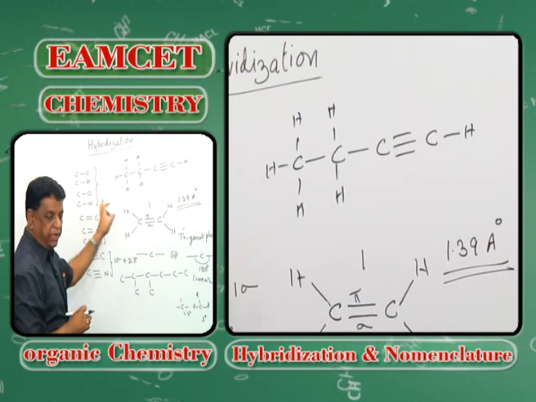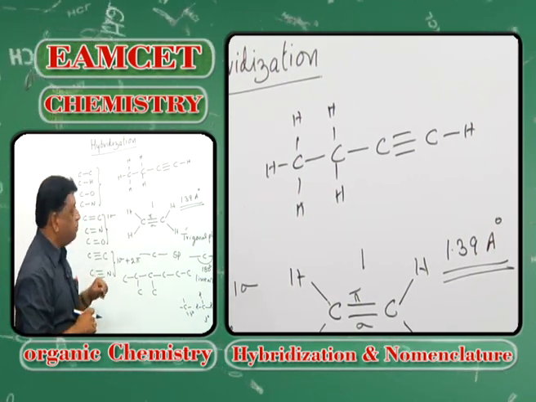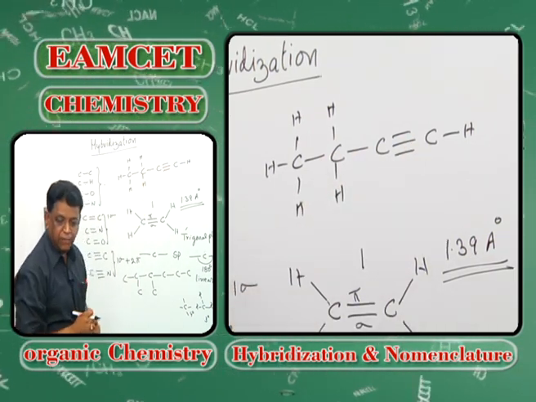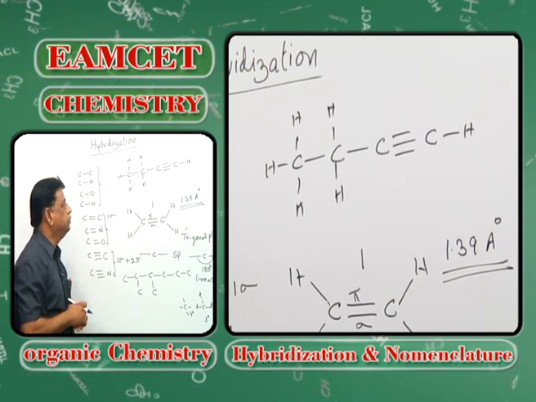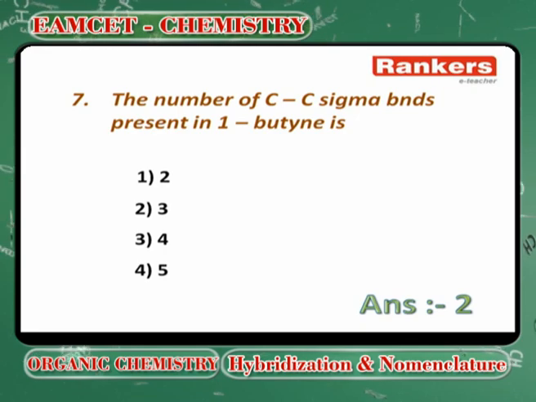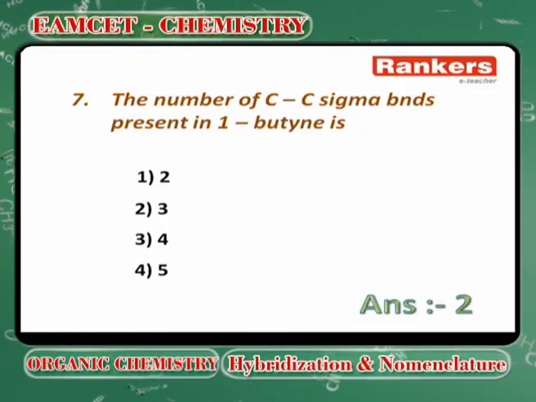In 1-butyne, how many sigma bonds? He is asking for CC sigma bonds, so here 1, here 2 and here 3, there are 3 sigma bonds, therefore the answer goes to the third bit. However, in the triple bond we have to take only 1 as a sigma bond, the rest 2 are pi bonds, we should not count. Next.